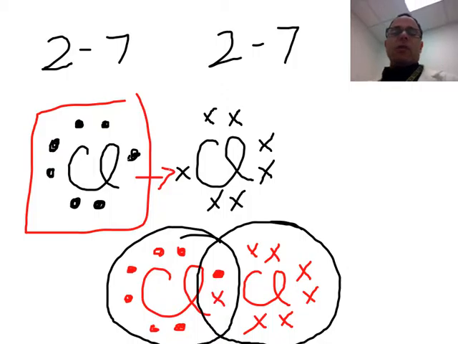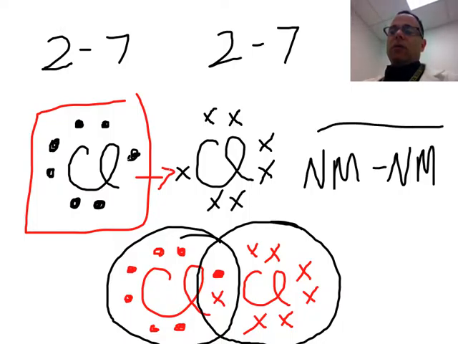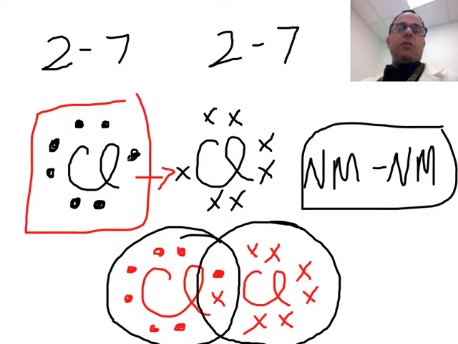So here we have a situation where 2 chlorines joined hands in a way in order to help each other stabilize their octet. So here we have 2 nonmetals, a nonmetal bonded to another nonmetal. And what we call this is a covalent bond, creating a molecule.